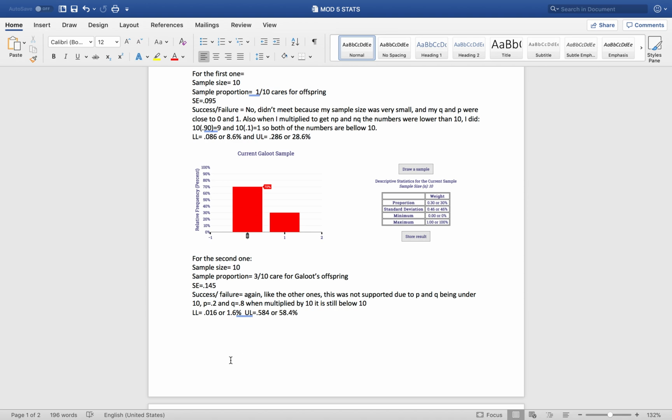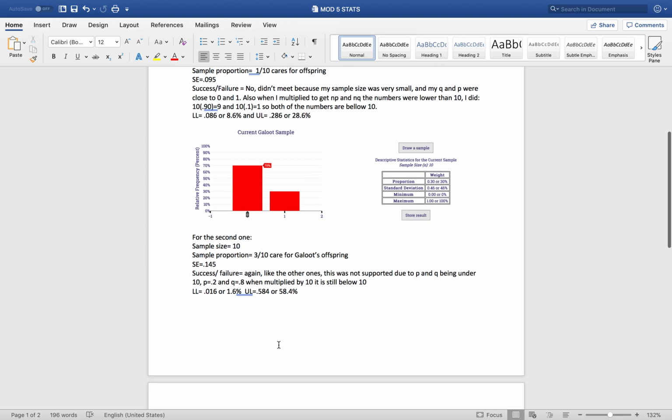The equation is 1.96 times your SE, and then it's plus or minus that times your SE. So I subtracted it for this and added it for this. That gives me my lower and my upper, and that's my 95% interval.